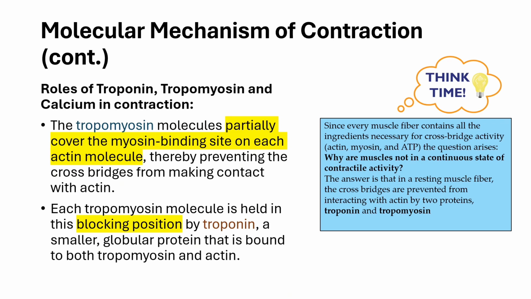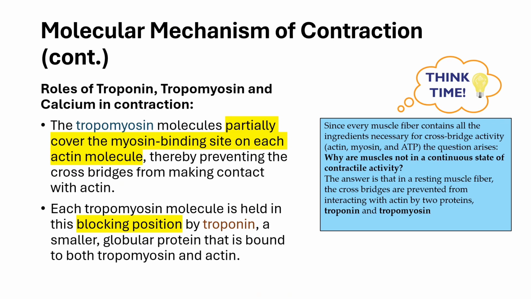Each tropomyosin molecule is held in this blocking position by another protein called troponin. Troponin is a smaller globular protein that binds to both tropomyosin and actin, and this interaction stabilizes tropomyosin in its position. It will ensure that myosin binding sites remain inaccessible.